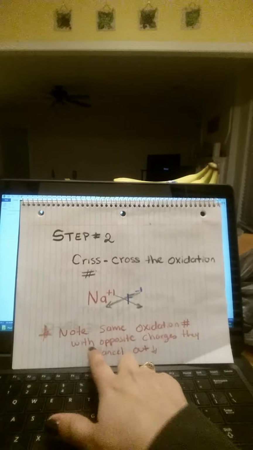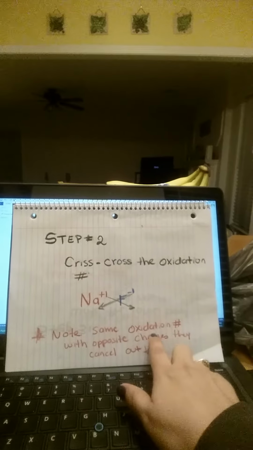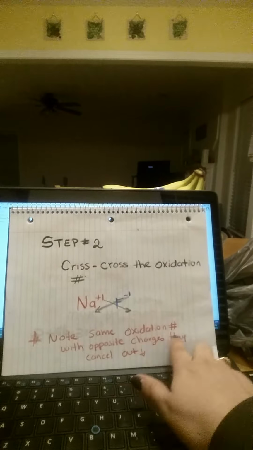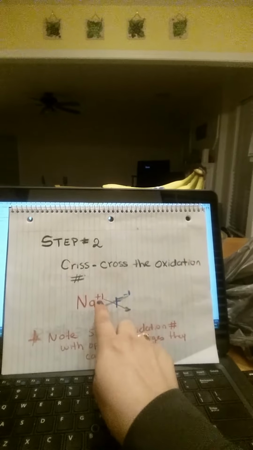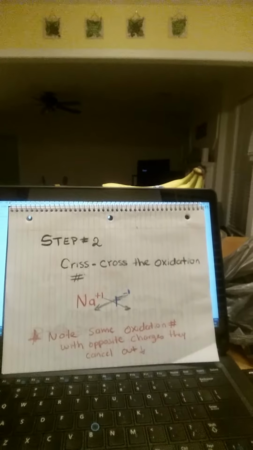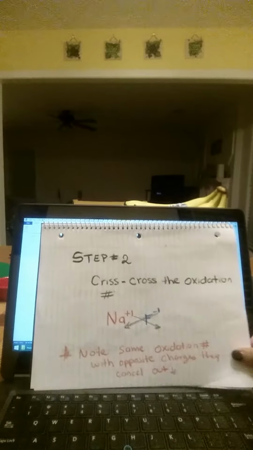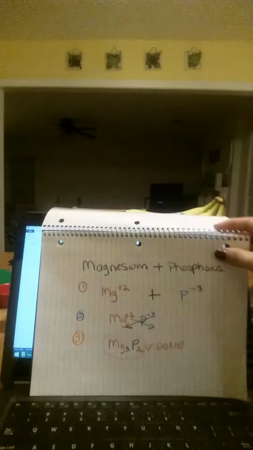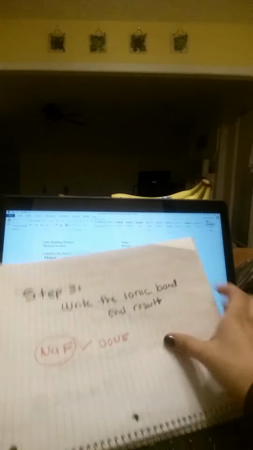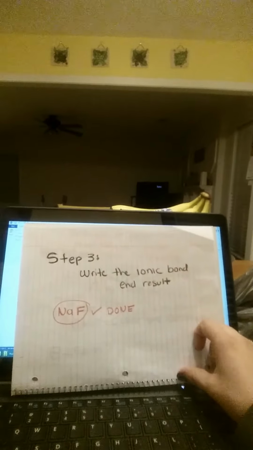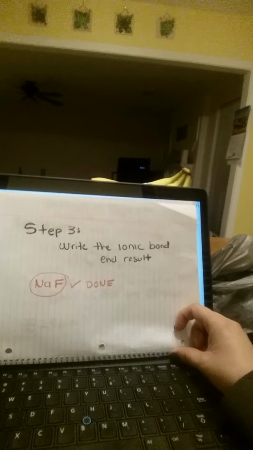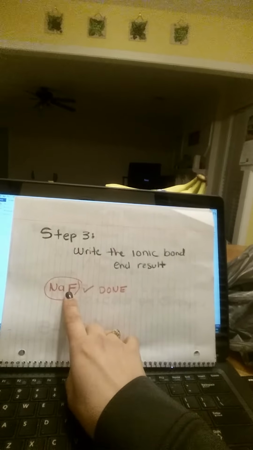Now, let's look at the note at the bottom. Same oxidation number with opposite charges, they cancel out. If you notice, +1 minus 1 in math is 0, so that's why they cancel out. Let's look at step number 3. Again, stop the video so you can write out the notes. I'm sorry, again, I'm trying to do this with my phone. So, step 3, write the ionic bond end result. The end result is sodium fluoride.